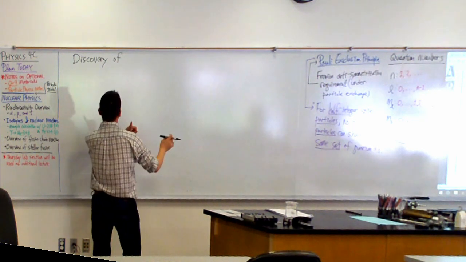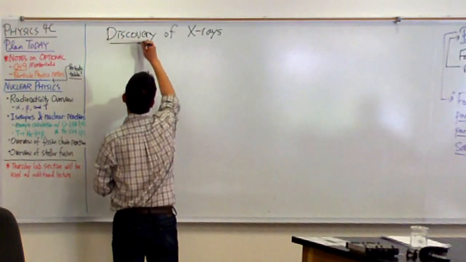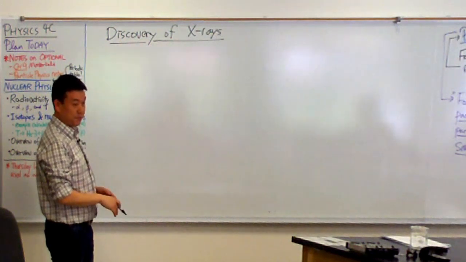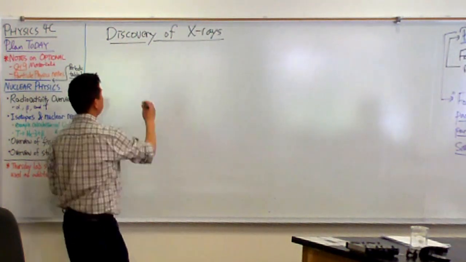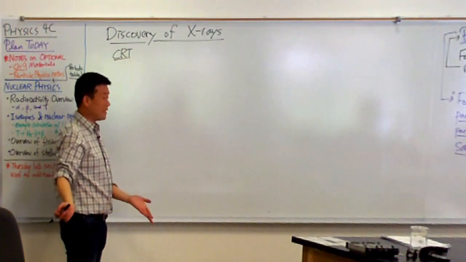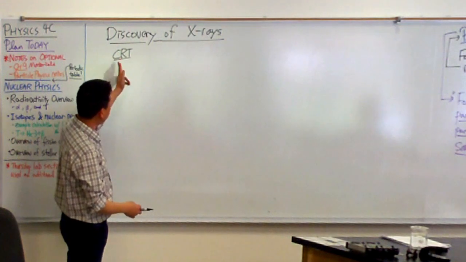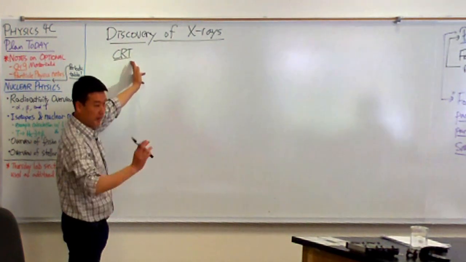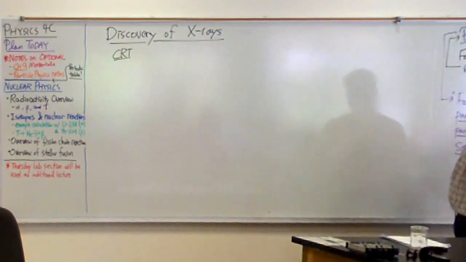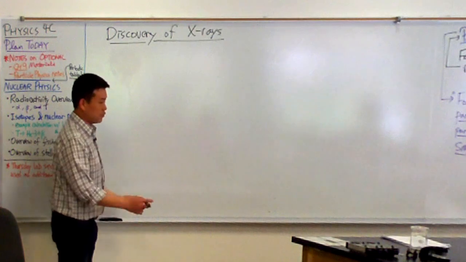Okay, let me rephrase it. So, discovery of X-rays. There's a device called a cathode ray tube. How many here have heard of something called a CRT? That's how people used to make TVs. And those old TVs, this stands for cathode ray tube television or screen or whatever. So what a cathode ray tube is, you have a cathode in a vacuum tube.